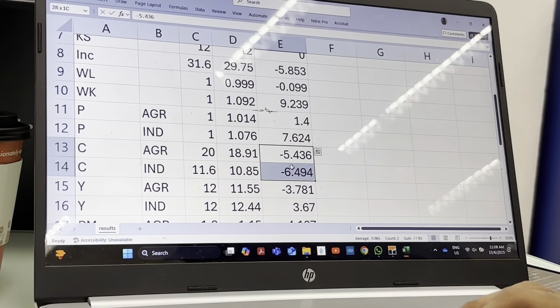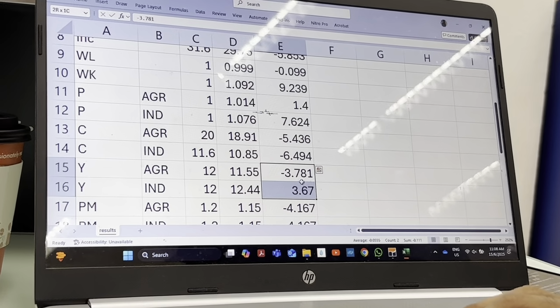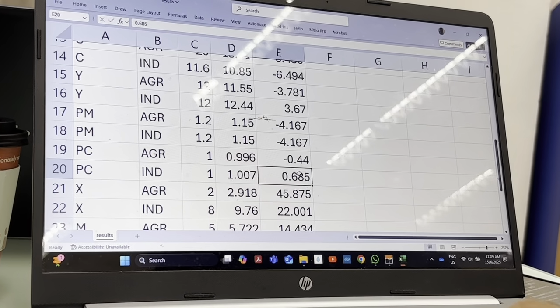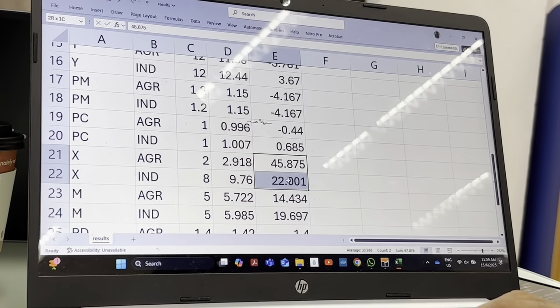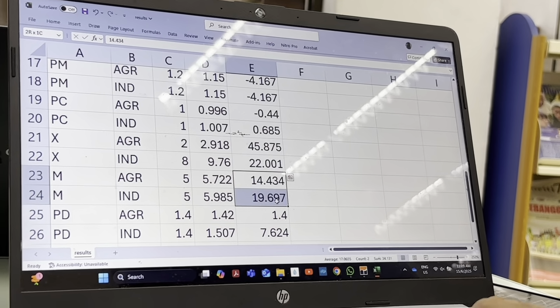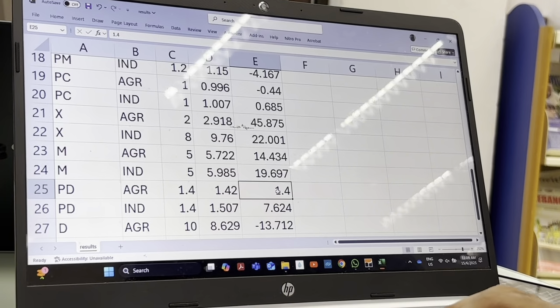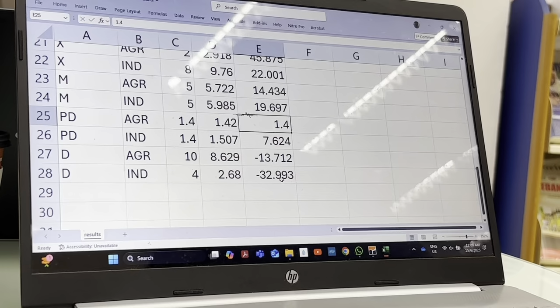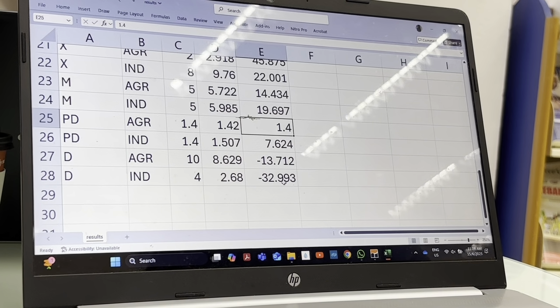C for both industries decreases. Y for agriculture decreases, Y for industry increases. PM, the price for imports, for both decreases, while PC for agriculture decreases, although PC for industry increases. X for both agriculture and industry increases. M for both also increases. PD for agriculture and industry increases. And lastly, demand D for agriculture and D for industry decreases.